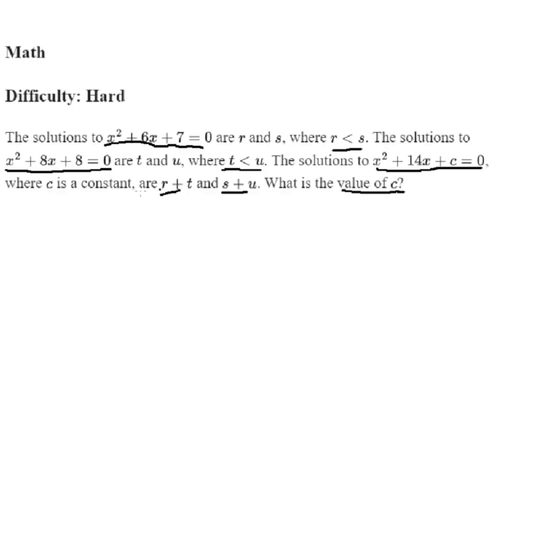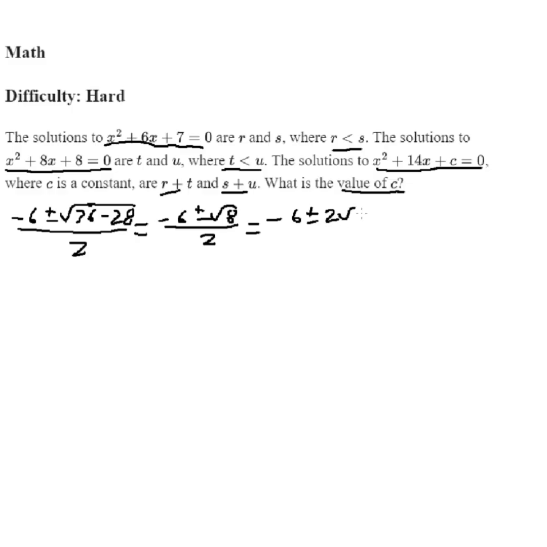So this is a really long problem that we can actually make easy. First, let's solve for the roots of this equation by plugging it into the quadratic formula. Negative b is negative 6 plus or minus the square root of b squared, which is 36, minus 4 times a times c. A is 1, so 4 times 7 is 28, minus 28, all divided by 2a, and a is 1, so it's 2. This simplifies to negative 6 plus or minus the square root of 8 over 2, which simplifies to negative 6 plus or minus 2 square root 2 over 2, which then simplifies to negative 3 plus or minus the square root of 2.